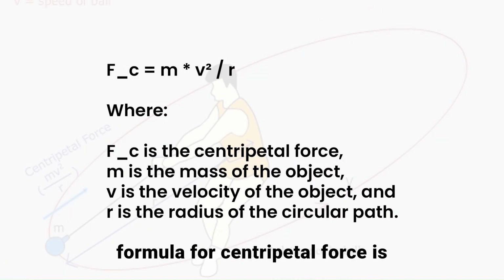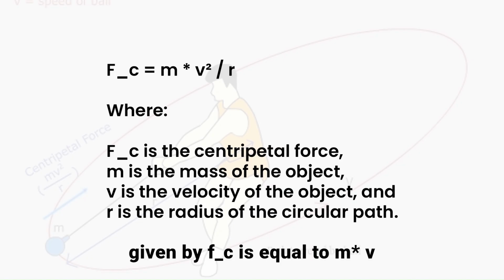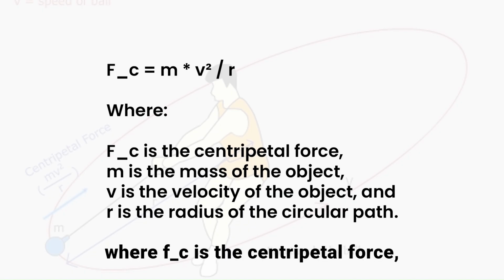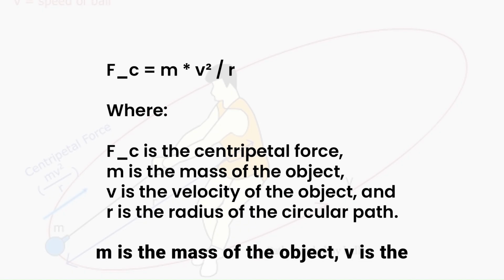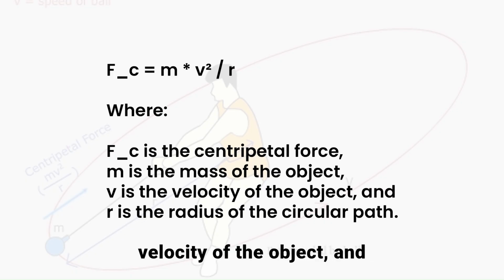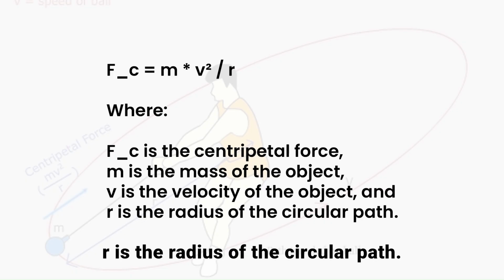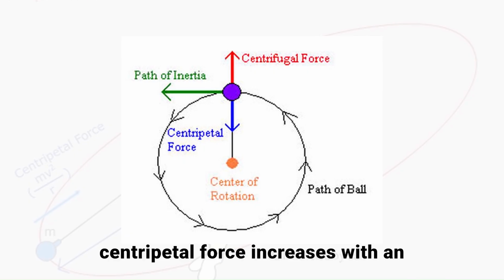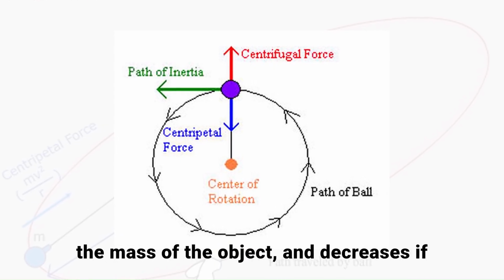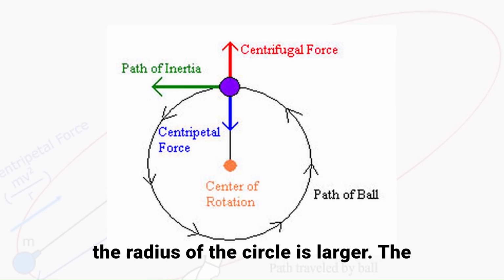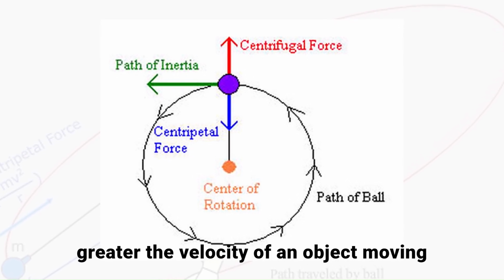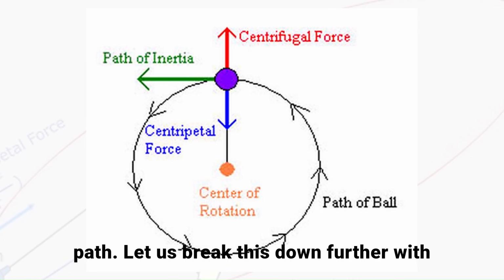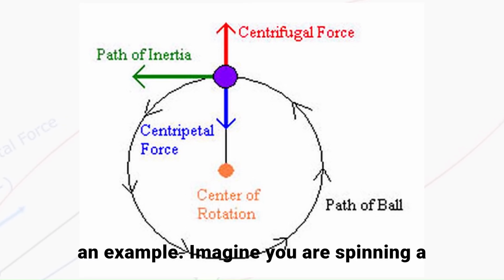Now, let's understand how to calculate the centripetal force. The formula for centripetal force is F_c = mv²/r, where F_c is the centripetal force, m is the mass of the object, v is the velocity of the object, and r is the radius of the circular path. This formula tells us that the centripetal force increases with an increase in the velocity or the mass of the object, and decreases if the radius of the circle is larger. The greater the velocity of an object moving in a circle, the greater the centripetal force needed to keep it in its circular path.